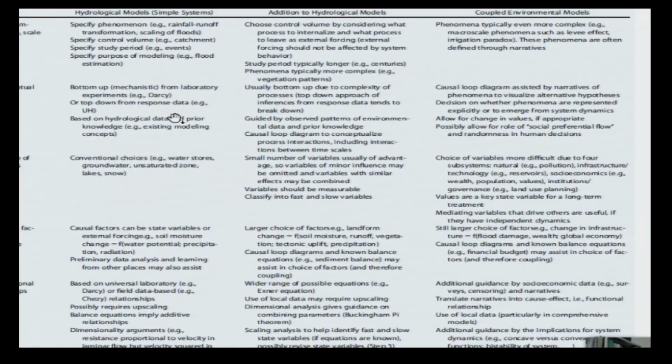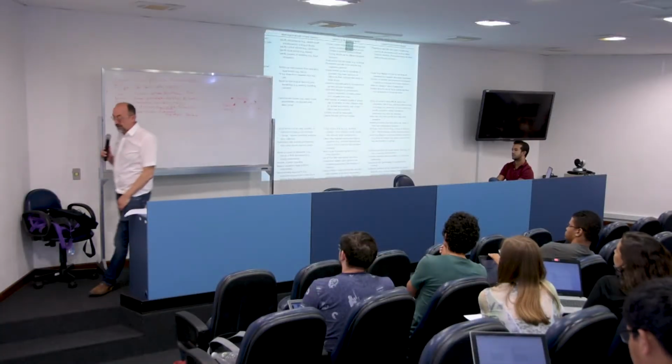Causal loop diagram assisted by the narratives of the phenomena. We now need to build another causal loop diagram for the sociological problem to visualize alternative hypotheses, decision whether phenomena are represented explicitly or to emerge from the system dynamics, right? So is it allow for change in the values if appropriate, possibly allow for the role of social preferential flow and randomness in human decisions. Wow, now there is a lot of words I need to explain.